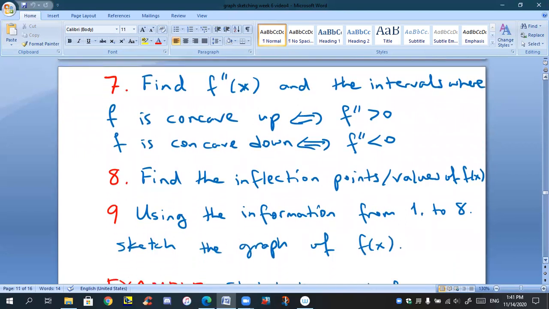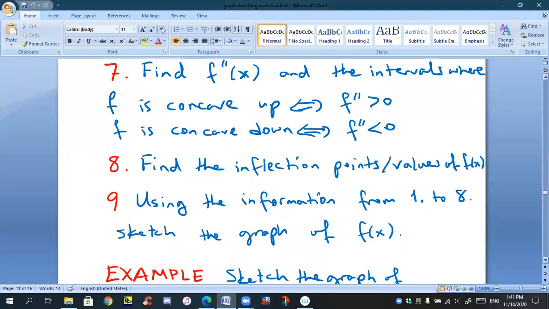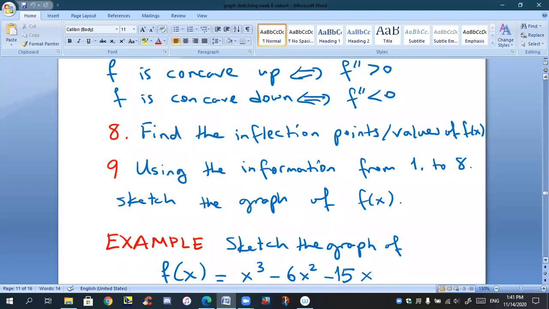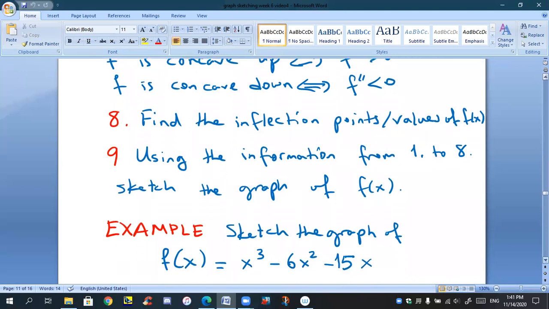And then finally, since we already have made computations for the second derivative and found concave up, concave down intervals, that will also tell us quickly the inflection points where the concavity changes. We can also find the inflection values. Then, if we gather up all this information, we can sketch the graph.